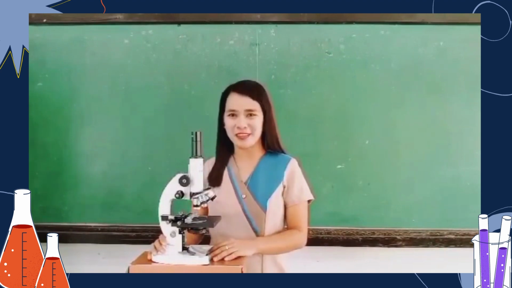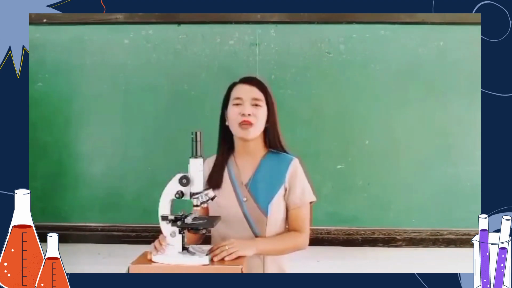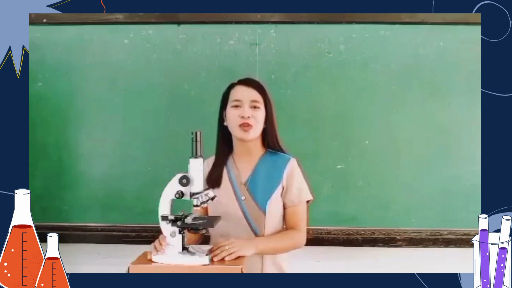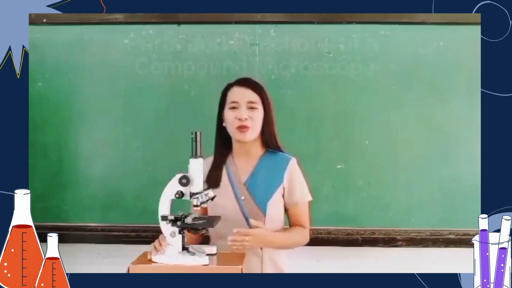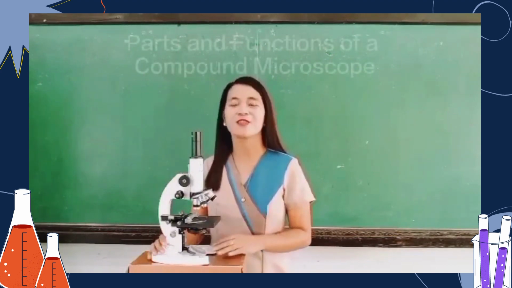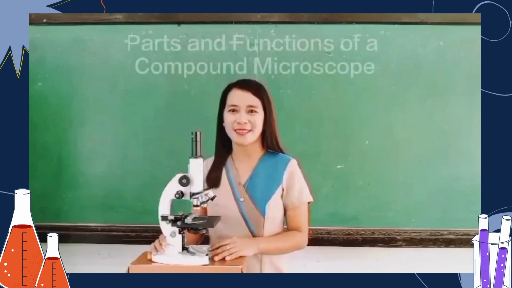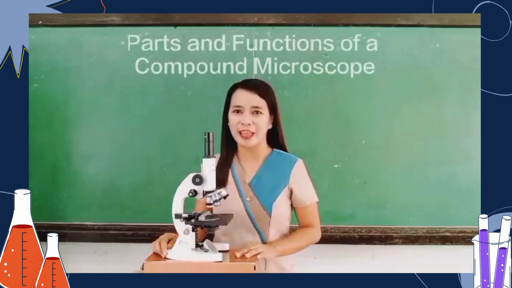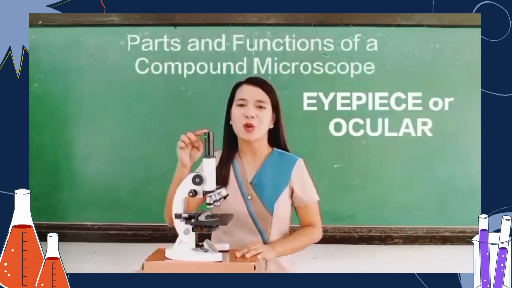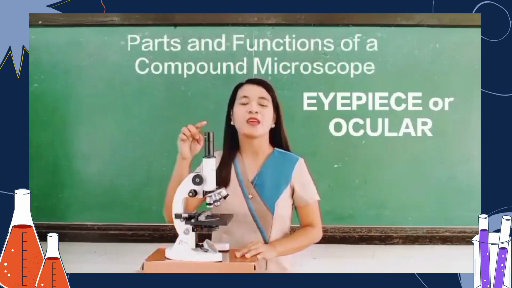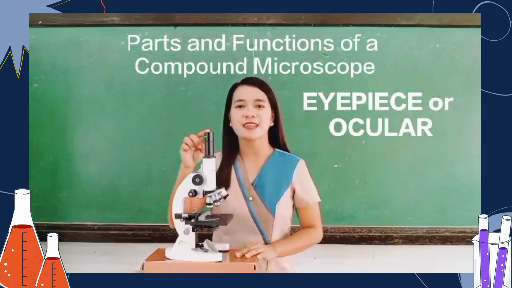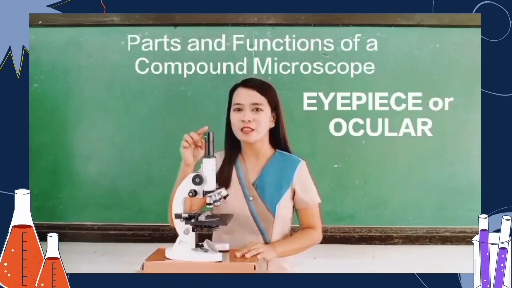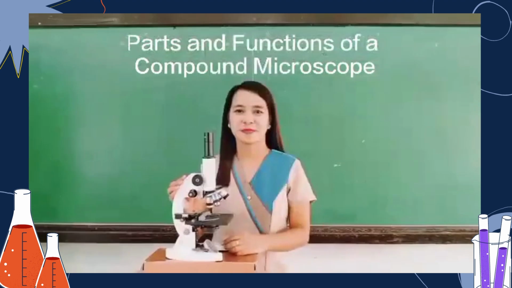Microscopes are of different kinds. The most common microscope used in school laboratories is the compound microscope. Here are its parts and corresponding functions. The first part of the compound microscope is the eyepiece. The eyepiece is also known as the ocular. It contains the first lens and it is located on the top of the body tube.